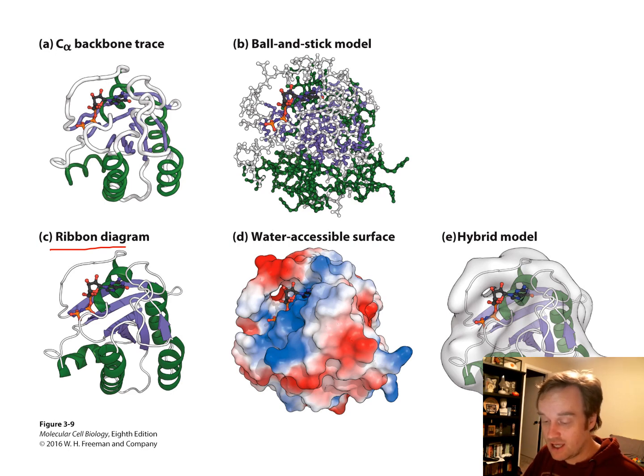We have a water accessible surface model, which just shows the topology of the surface, as well as the positive charges, which are blue, and the negative charged regions, which are red. And then lastly, we have a hybrid model that overlays this ribbon structure with this water-accessible surface structure.